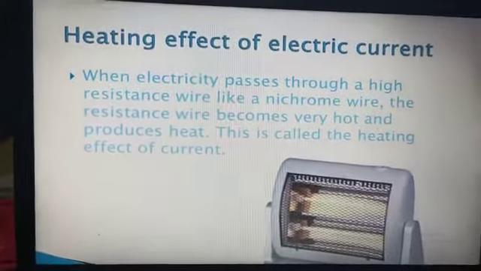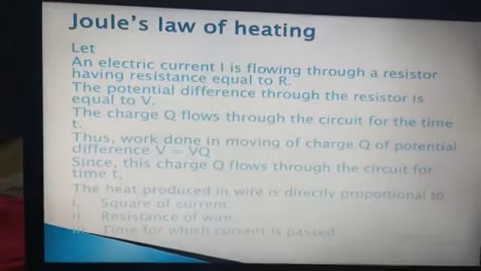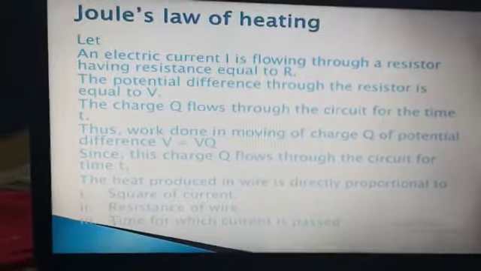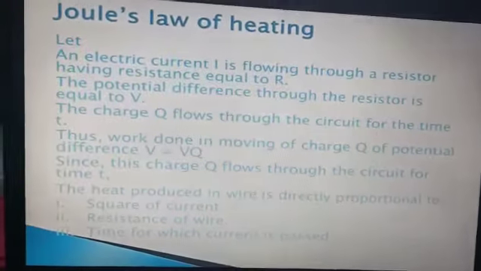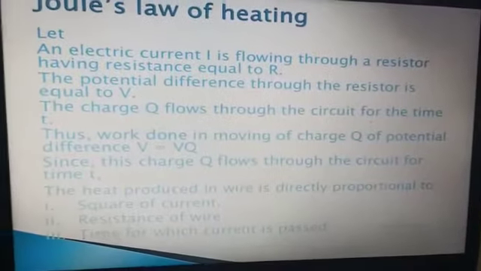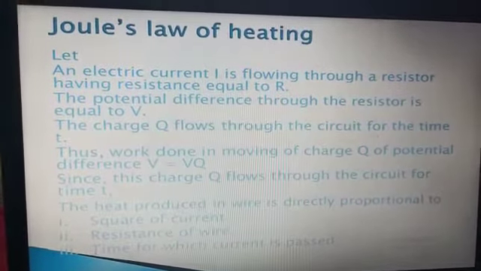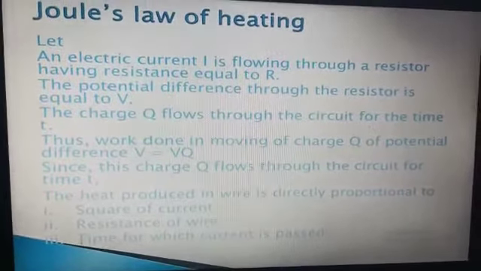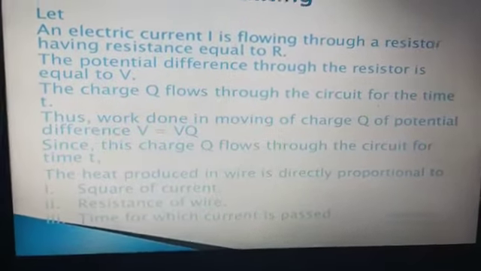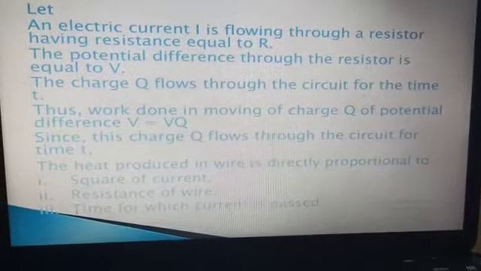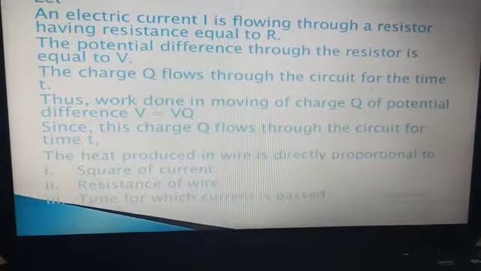Moving forward, we now talk about Joule's law of heating. In this law of heating, let an electric current I flow through a resistor having resistance equal to R, the potential difference equal to V, the charge equal to Q. So the work done in moving the charge will be, V is equal to W by Q.